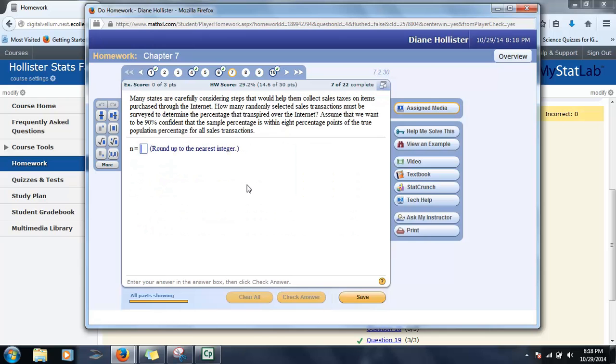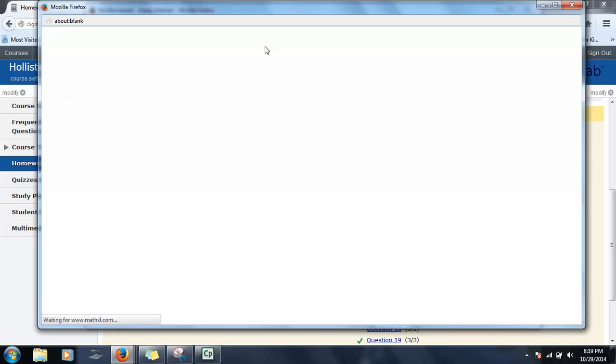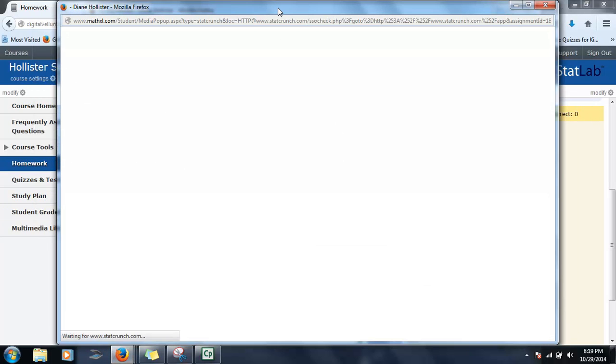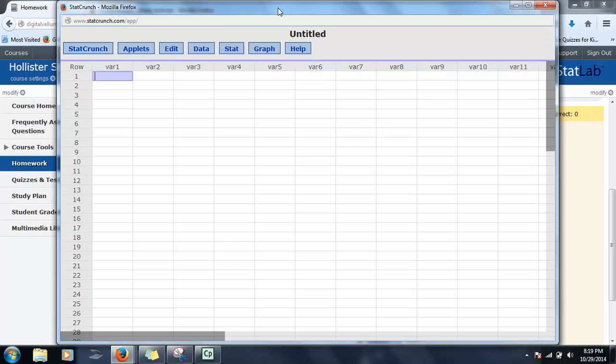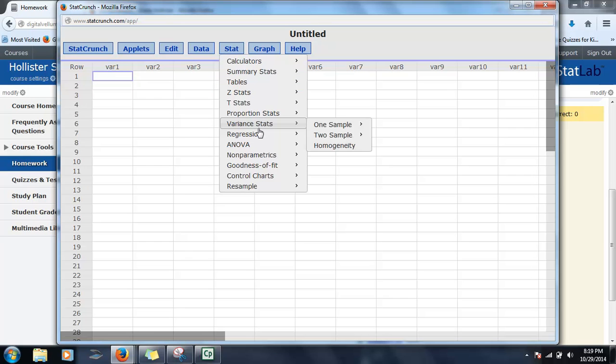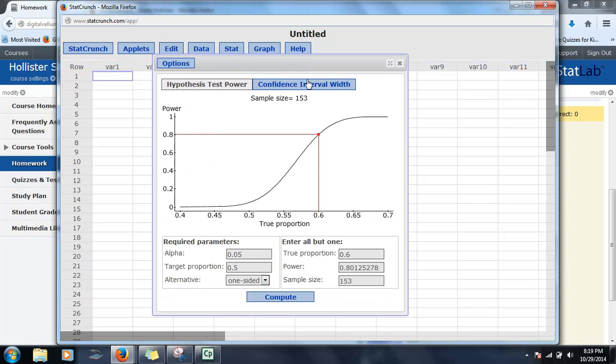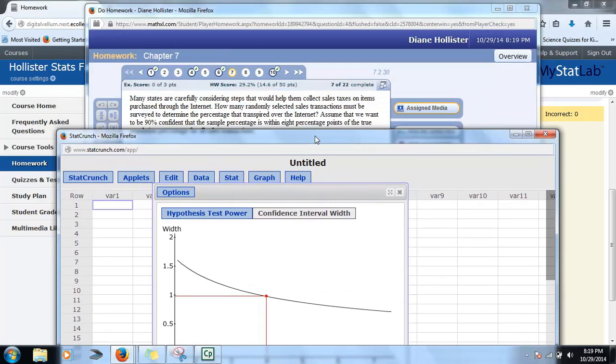Here's one where we're asked to determine the sample size. We want to be 90% confident that the sample percentage is within 8 percentage points of the true population percentage for all sales transactions. So we're going to click on StatCrunch, and because we're dealing with proportions, we're going to choose that option in the testing. Stat, proportion, one sample. Let's determine the sample size. Confidence interval.